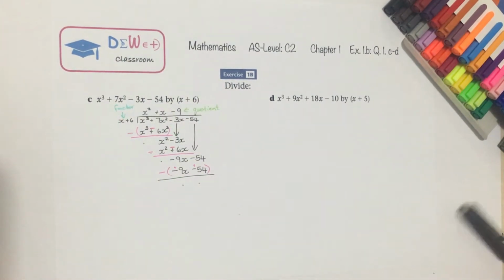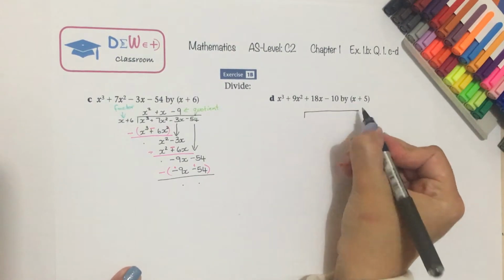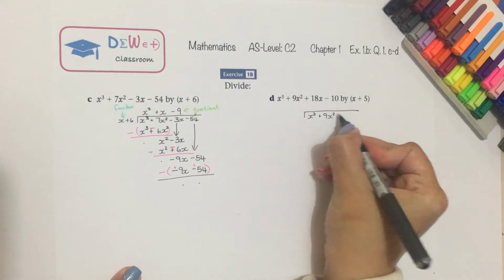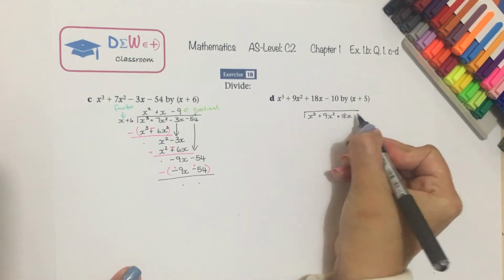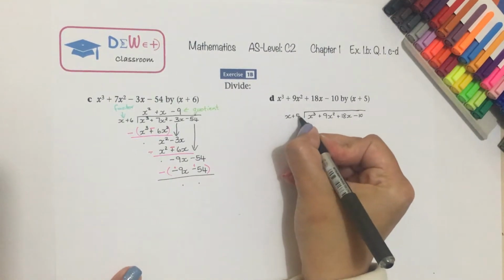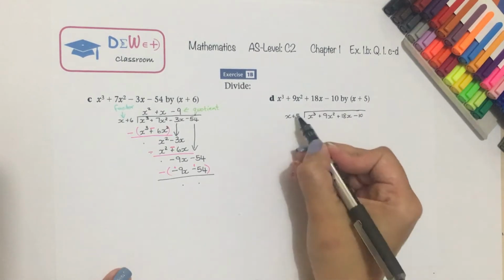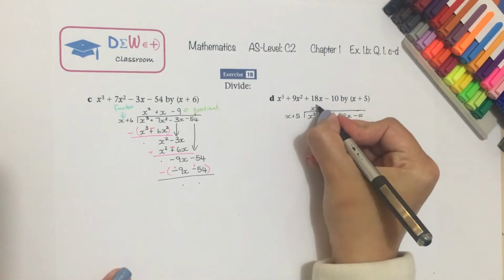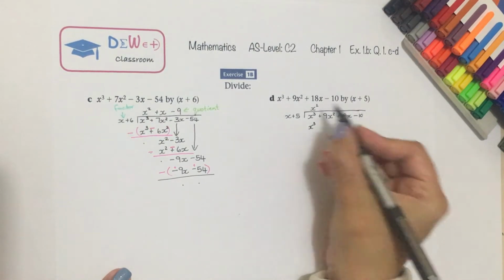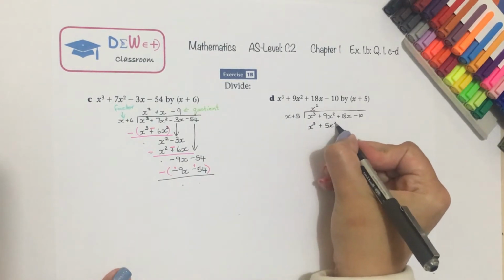Right, moving on to letter D, we are firstly going to rewrite it as x cubed plus 9x squared plus 18x minus 10, and we need to divide it by x plus 5. Right, so we're going to start off by saying x cubed divided by x gives us x squared. x squared times x is x cubed. x squared times 5 is plus 5x squared.